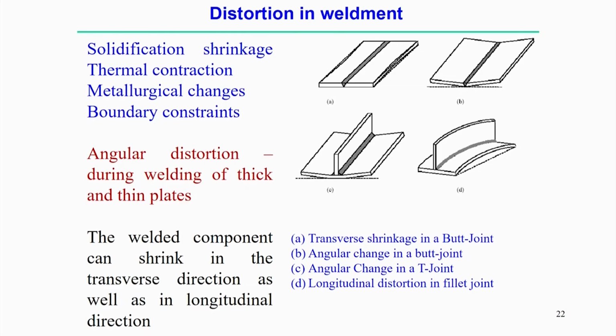But what is the reason for this generation of distortion? The welded component can shrink in different directions depending upon the nature of the weld joint, which means deformation may happen in both the transverse as well as the longitudinal direction. Buckling may also happen, and accordingly we can classify the different types of distortion in a welded structure.